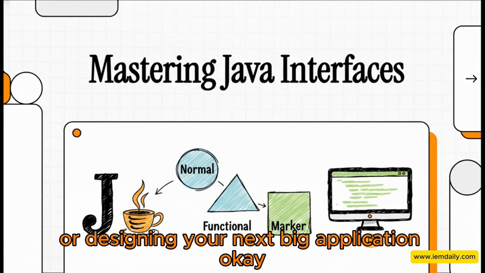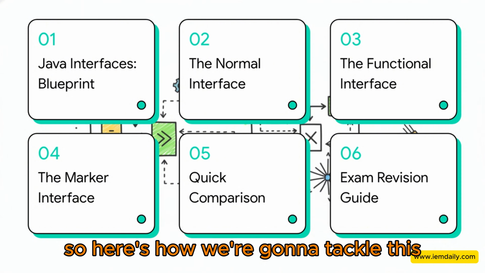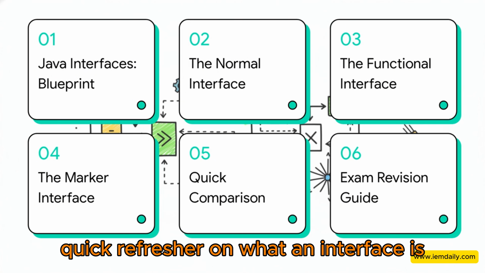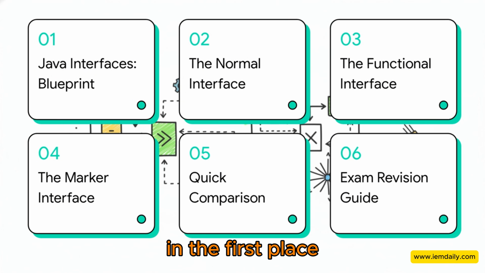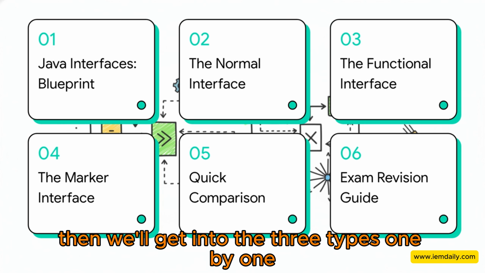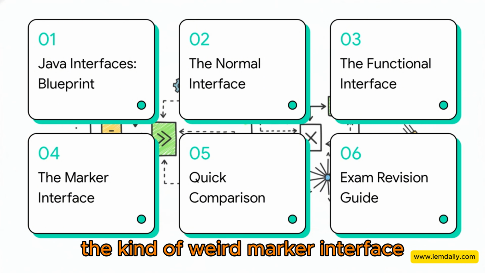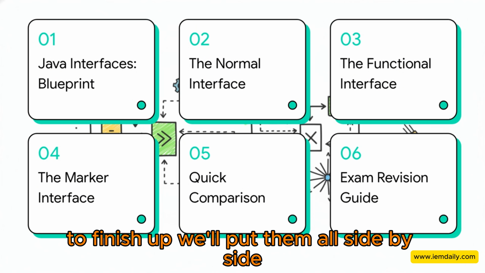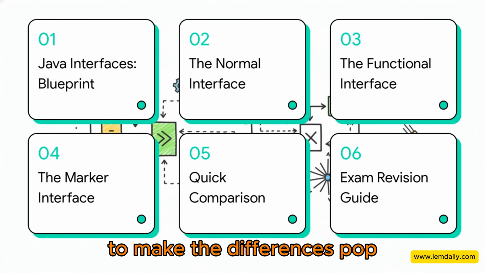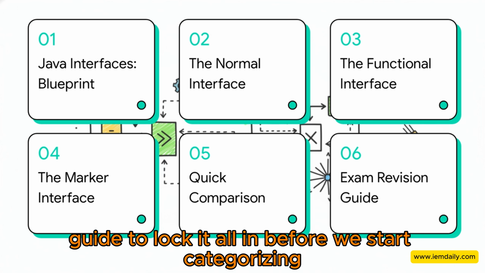next big application. Okay, so here's how we're going to tackle this. We'll start with a super quick refresher on what an interface is in the first place. Then we'll get into the 3 types one by one: the normal, the functional, and the kind of weird marker interface. To finish up, we'll put them all side by side to make the differences pop, and I'll give you a quick revision guide to lock it all in.